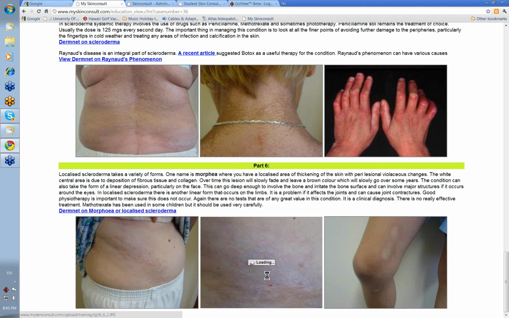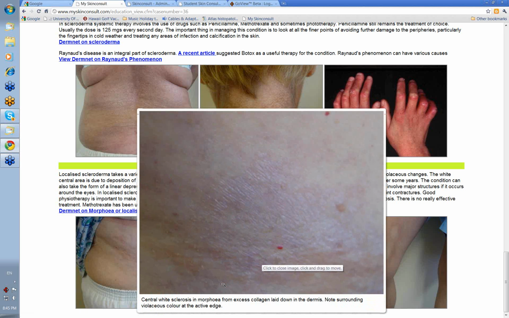This, I think, is a close-up of that particular image. Must be a fairly big file. It's taking a little while to load. There we go. Now, that's it there. You get that fine wrinkling of the skin as well. It's like a cigarette paper wrinkling, but it won't wrinkle up in your fingers. It's firm underneath. And this, as I say, this whitish color is due to the excess collagen laid down. The thing that I've said there, note the slight surrounding violaceous color of the active edge of this.